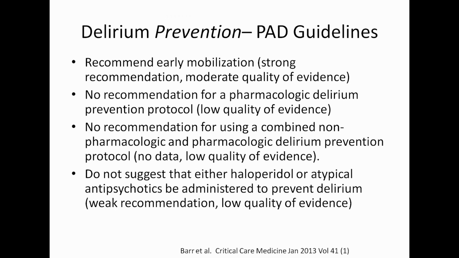Well, this is, again, showing the recommendations from the 2013 Pain, Agitation, and Delirium Guidelines. There is a strong recommendation for early mobilization, and we will see some of that data in the next section. But importantly, there is no recommendation at the current time for a pharmacologic delirium prevention protocol. And in particular, they do not suggest that either haloperidol or atypical antipsychotics be administered to prevent the onset of delirium.